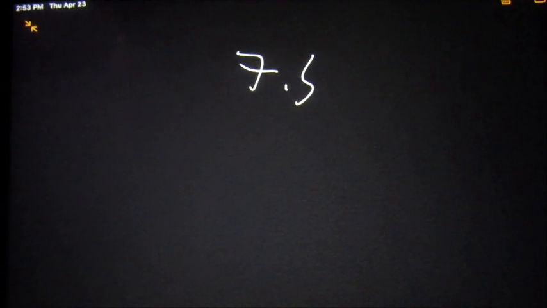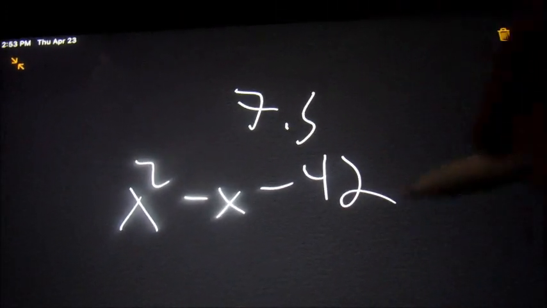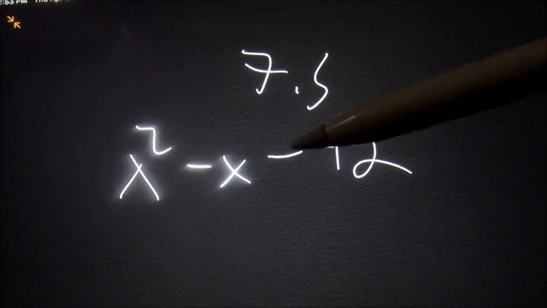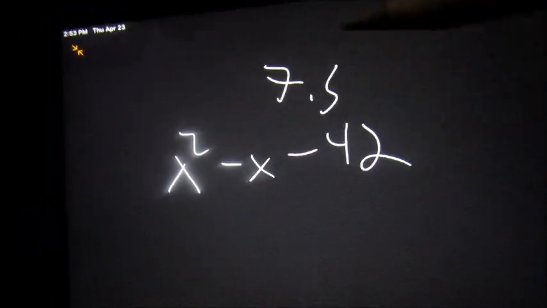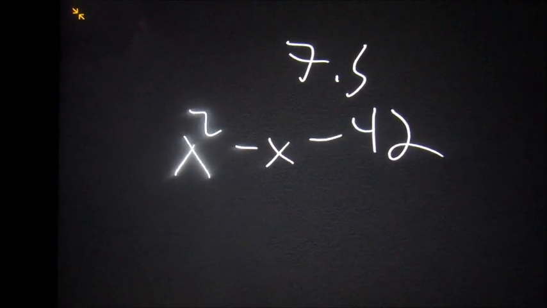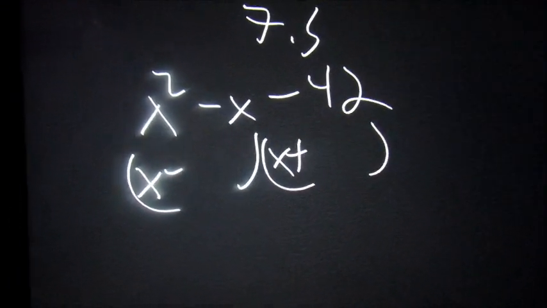So I'm just going to do a few here. I do recommend that you learn how to do these ones because they're ones that you see kind of a lot. So let's say we have x squared minus x minus 42. So we see that we have a minus here for our c term. And that means we're going to have one plus and one minus. And since this b is also a minus, that means the bigger number is going to be a minus. So I'm going to put here x minus and x plus.